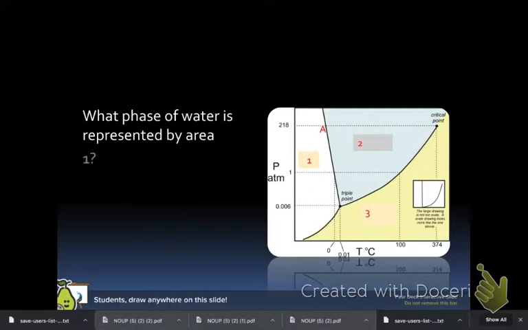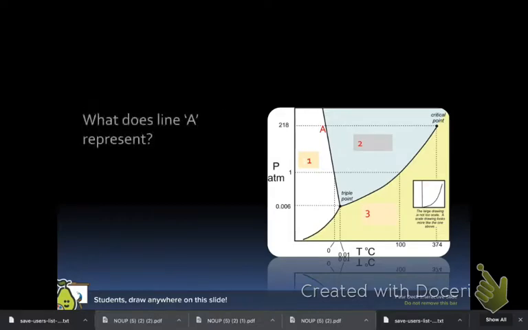So what phase of water is represented by area 1? I'll let you do that. And 2, and 3. And what does line A represent? So we're looking at this one here. What does that represent?